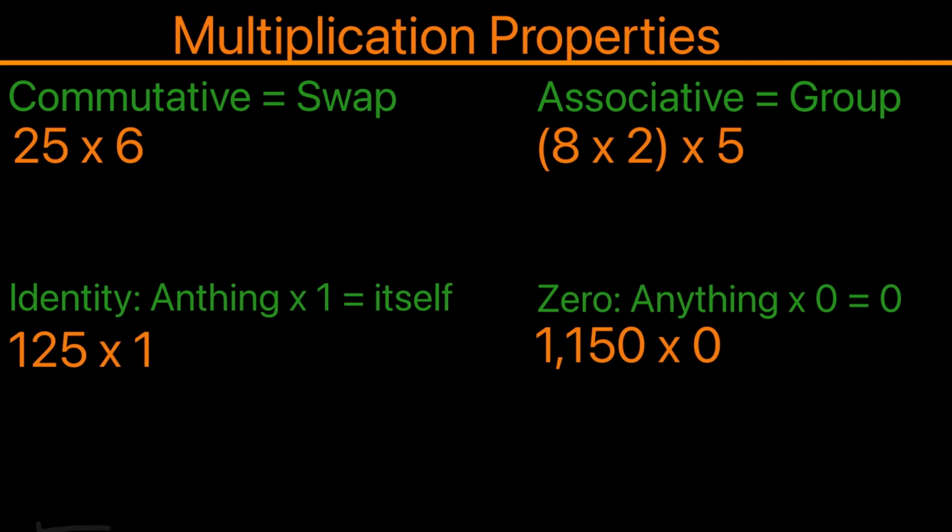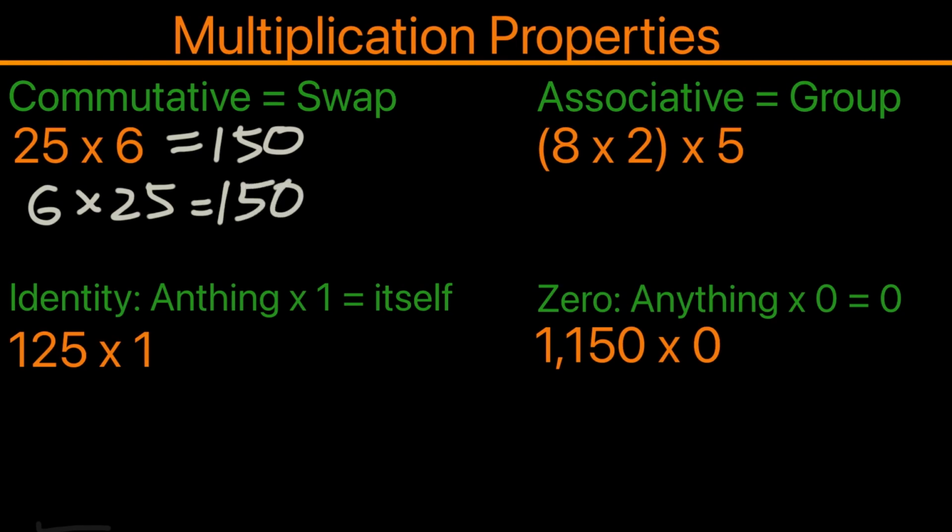The first one, commutative. When you think about commutative property, you want to think about swapping the numbers. When you see the first example, like 25 times 6, this equals 150. Now with the commutative property, you could swap the numbers, so it would become 6 times 25. And when you swap the numbers and multiply, the answer will come out the same, which is 150.